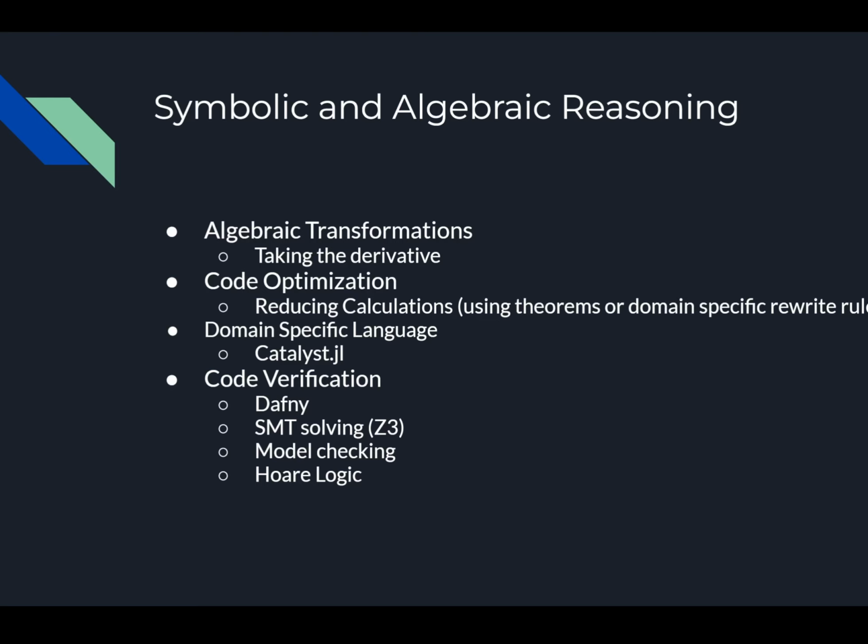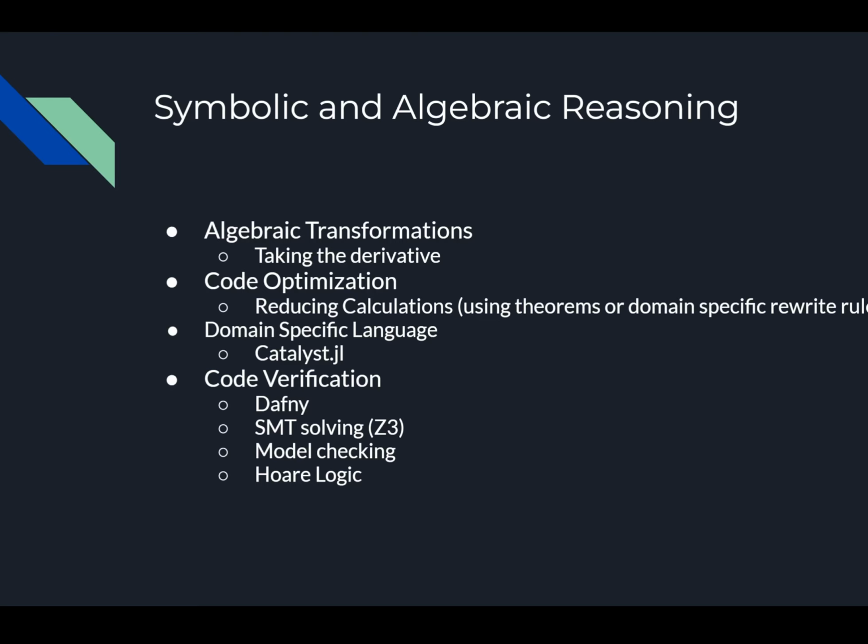Domain-specific languages. Catalyst.jl is an example. That's a library in Julia. It's domain-specific because it is made for chemists and is supposed to be more natural for them to use. They write out things symbolically as they would on paper, and then it produces code that matches what they're familiar with.